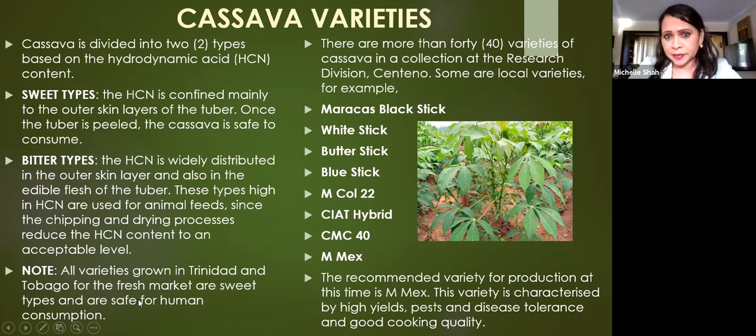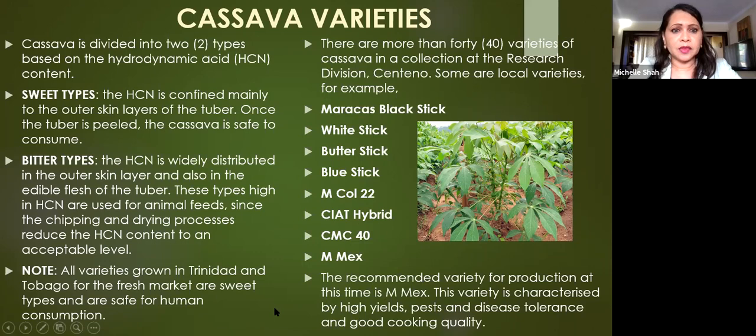All varieties grown in Trinidad and Tobago for the fresh market are sweet types, and therefore it is safe for human consumption. There are more than 40 varieties of cassava, and we have the Maracas, Black Stick, White Stick, Butter Stick, Blue Stick, MCOL22, CIAT hybrid, CMC40, and MX. The recommended variety for production at this time is the MX, and this variety is characterized by high yields, pest and disease tolerance, and good cooking quality.